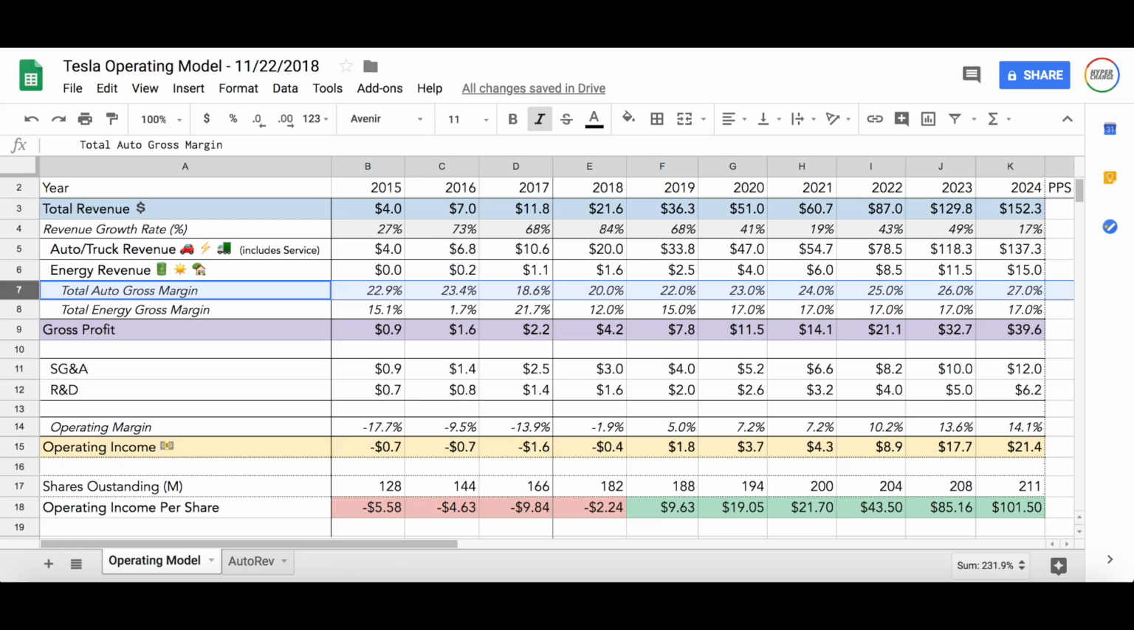And then going forward, I have them improving 100 basis points per year through the year 2024 as they just get better at manufacturing and battery costs continue to decrease steadily. And so that's the thought process behind the automotive gross margin.